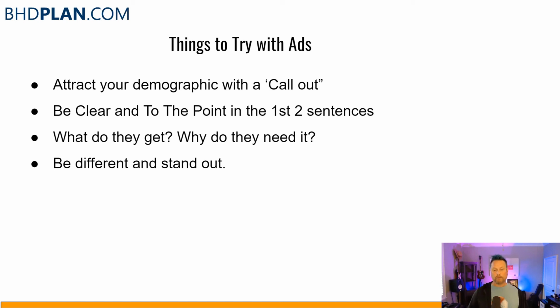Now, you don't want to start with a long story necessarily. If it's a long pitch sale, maybe. But in general, you want to let people know what it is that they're going to get and why they need it. Because sometimes you'll say, you get this, and people are like, well, why do I need that? Well, you need it because of this, this, and this. It should take you two sentences. Be clear and concise. If it's not explaining those two bullet points, what do they get and why do they need it, it doesn't need to be on there. It's wasted space. It's wasted words. It'll hurt your conversions to have it on there. And then be different and stand out.